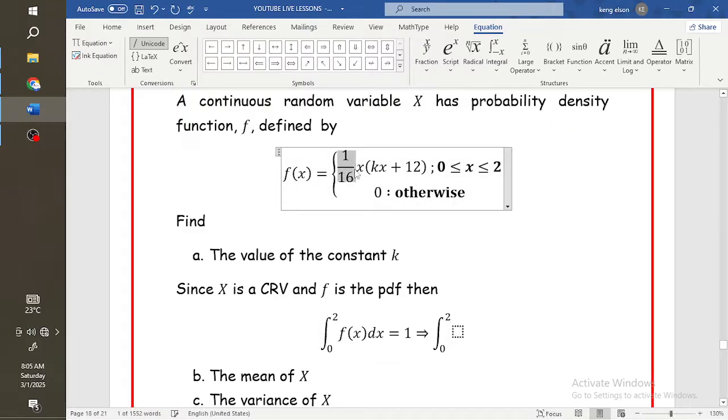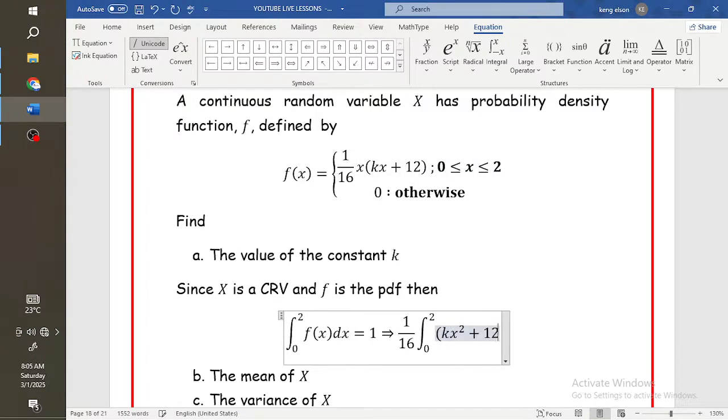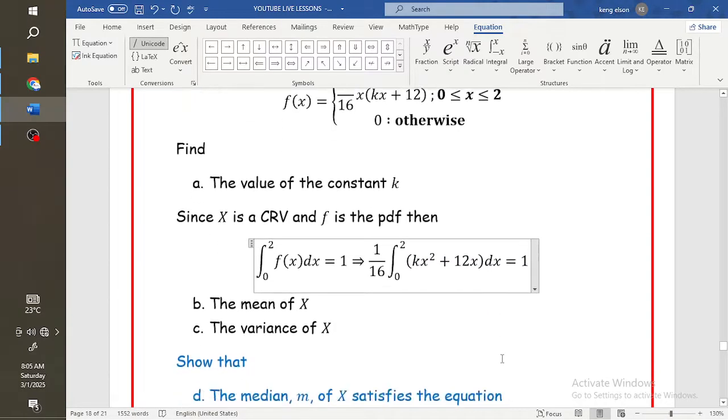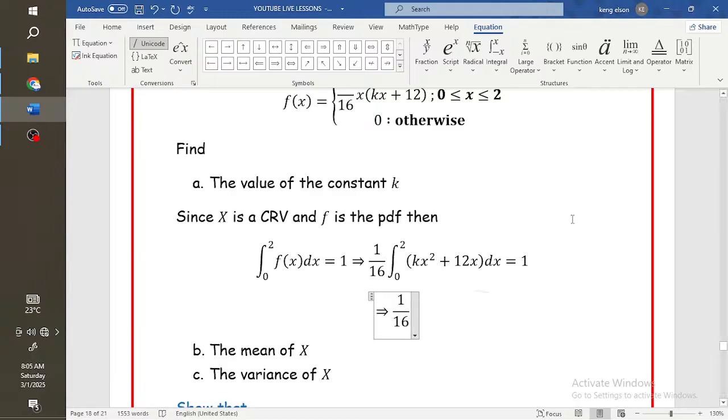So 1/16, I'll start with it first. It's the constant, so I put it outside the integral. Then I'm going to multiply this x with every term here. So we are going to have kx squared plus 12x, then dx must be equal to 1. Be very vigilant as I'm solving. So this means that you have your 1 on 16. Now let us integrate what we have there.